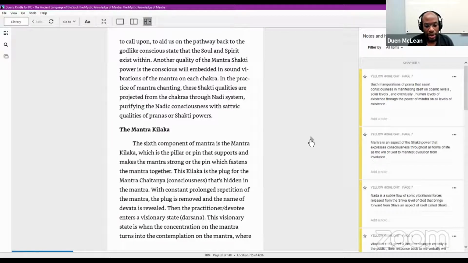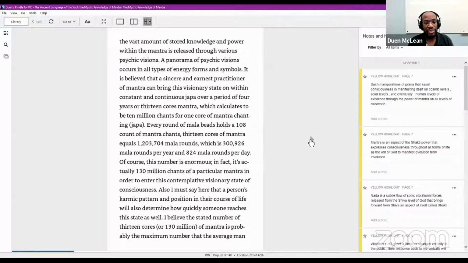With constant, prolonged repetition of the mantra, the plug is removed and the name of the devata is revealed. Then the practitioner, devotee, enters a visionary state, darsana. This visionary state is when the concentration on the mantra turns into the contemplation on the mantra. A vast amount of stored knowledge and power within the mantra is released through various psychic visions. A panorama of psychic visions occurs in all types of energy forms and symbols.